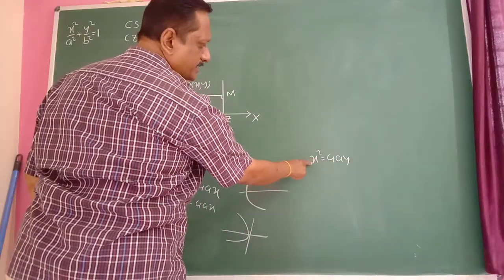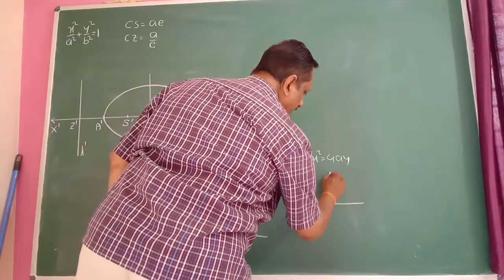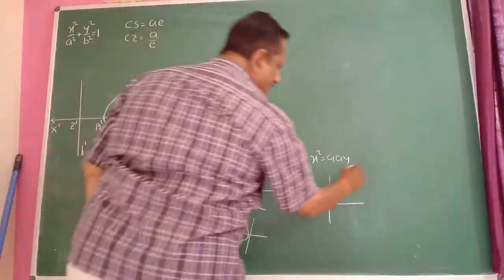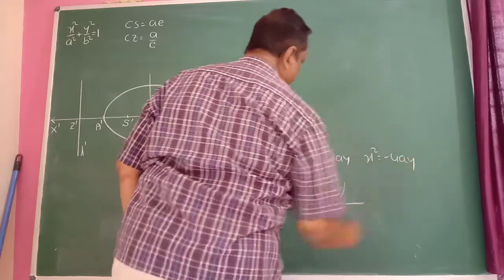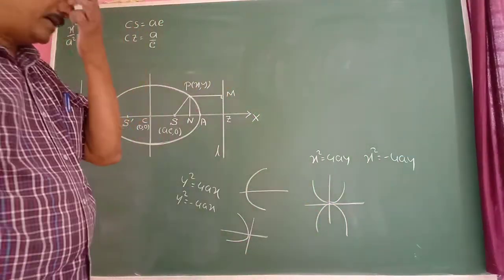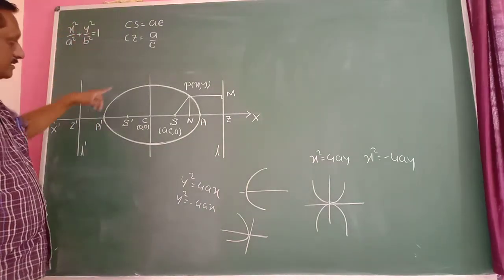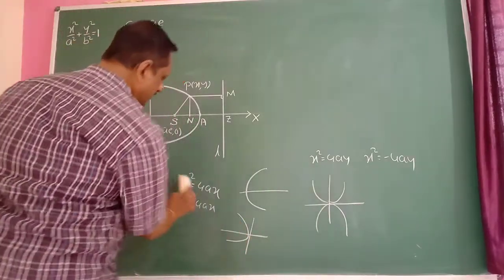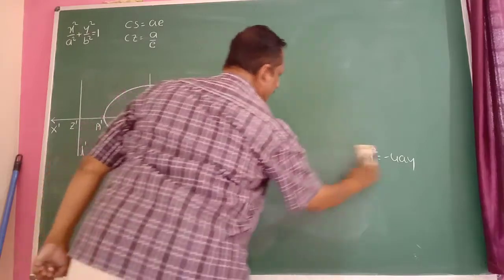Here the x square term is there, square of x. Therefore, the curve is symmetrical about only y-axis. Similarly, here x square is equal to minus 4ay. In that case, the curve is symmetrical about y-axis. But here both x square and y square terms are there. The curve is symmetrical about both x-axis as well as y-axis. That is an important result here.